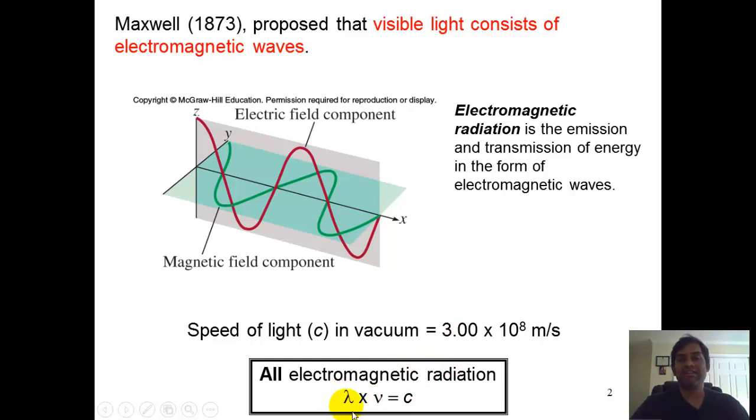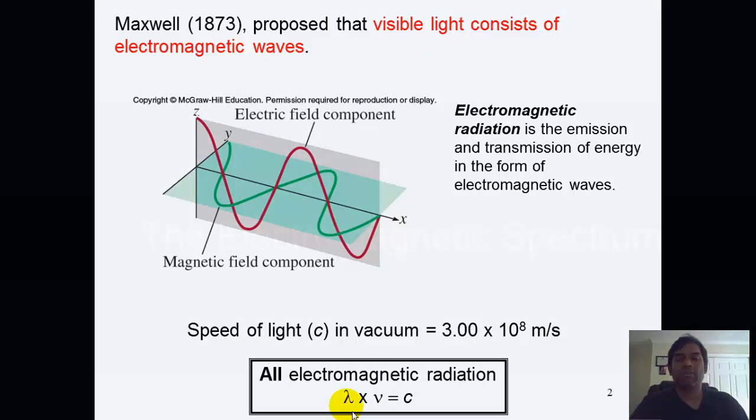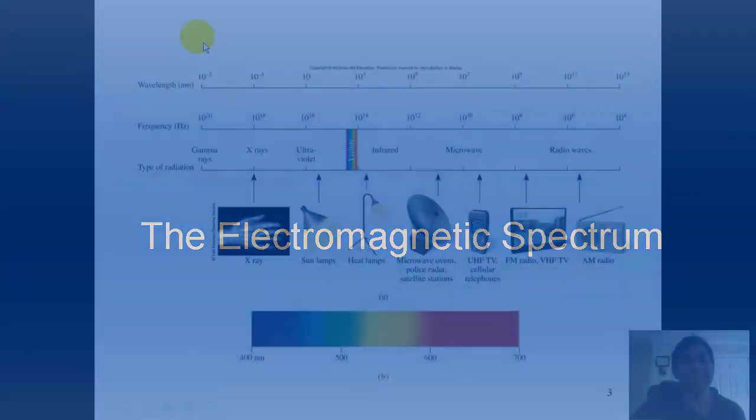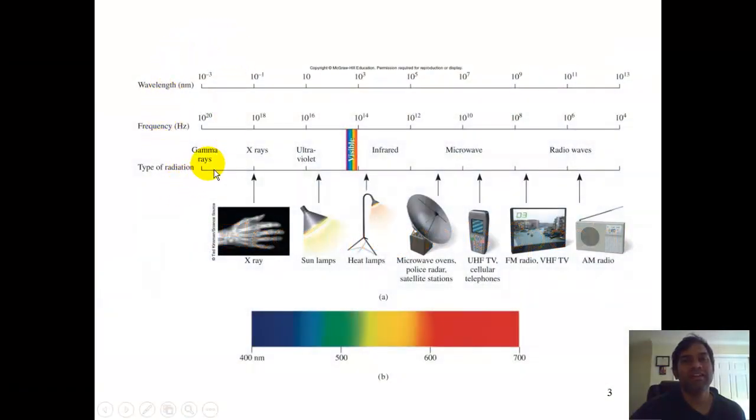This wavelength here, which is a length, is designated by the Greek letter lambda. Within that spectrum, you have gamma rays at one end. We're going to call this the high energy region of the electromagnetic spectrum. Okay, notice the wavelength is very small, but the frequency, 10 to the 20, is very high.